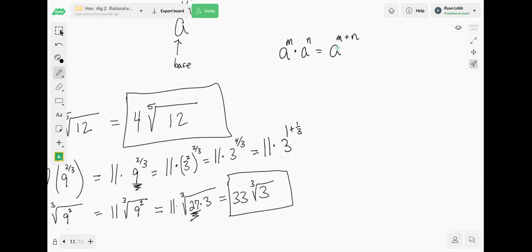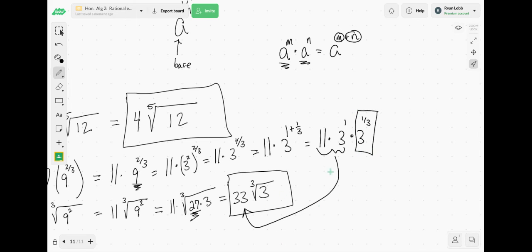You can understand that a to the m plus n, I could separate into a to the m times a to the n power. So 3 to the 1 and 1/3 is equivalent to now 11 times 3 to the first times 3 to the 1/3. And you can see here, I get my 33. And then I have left here 3 to the 1/3, which would be in radical form, the cube root of 3. Okay, so we can simplify our exponential form that way. I think that's a good way to go.